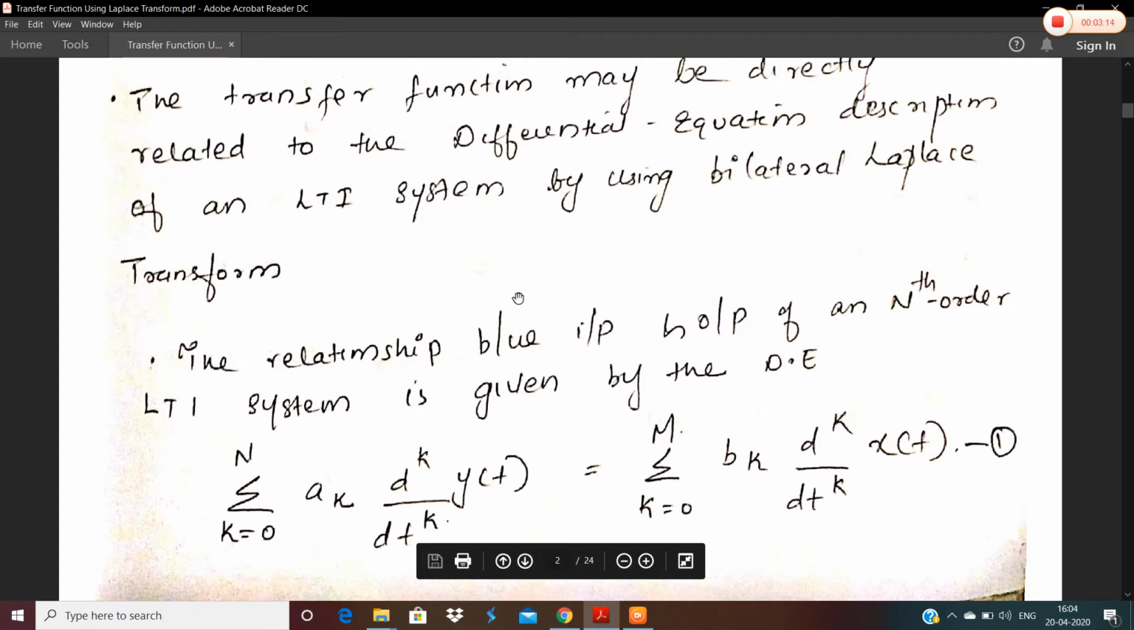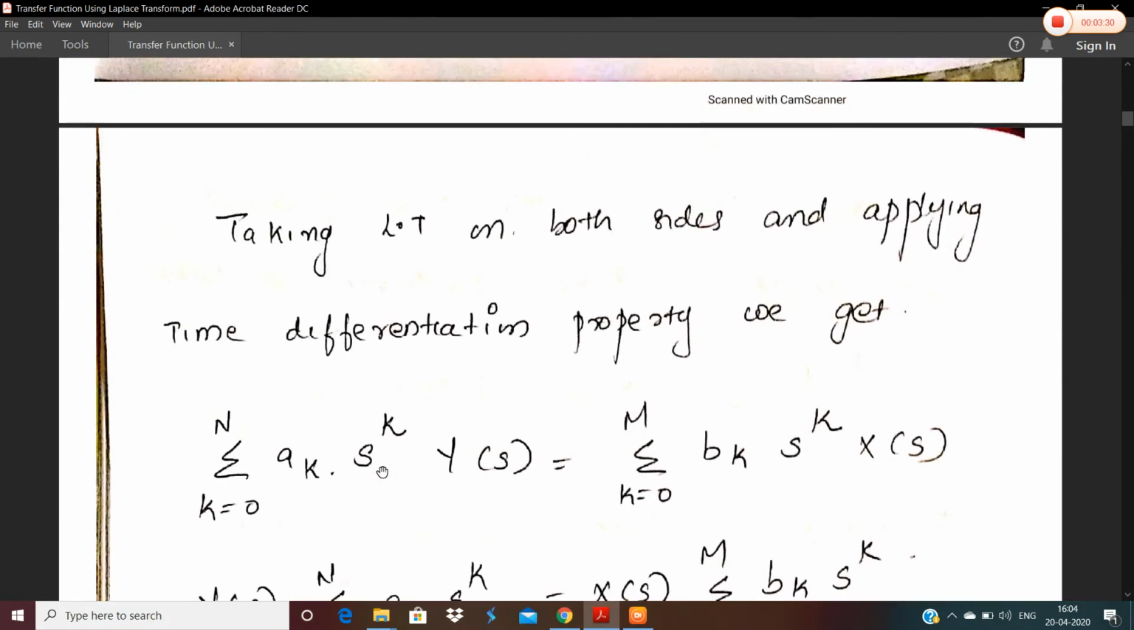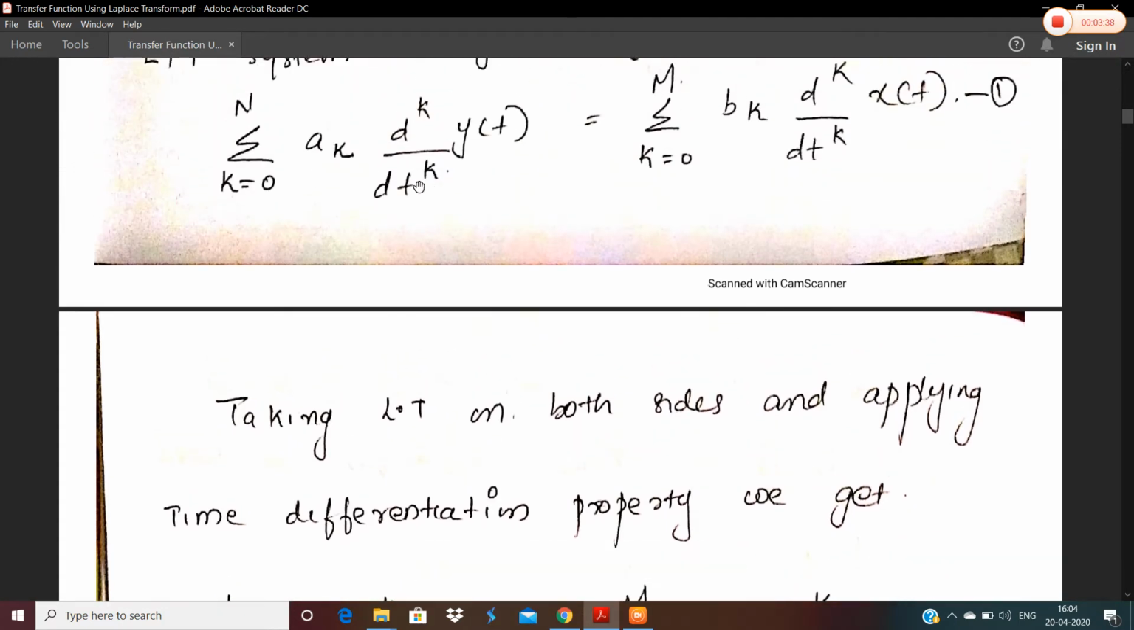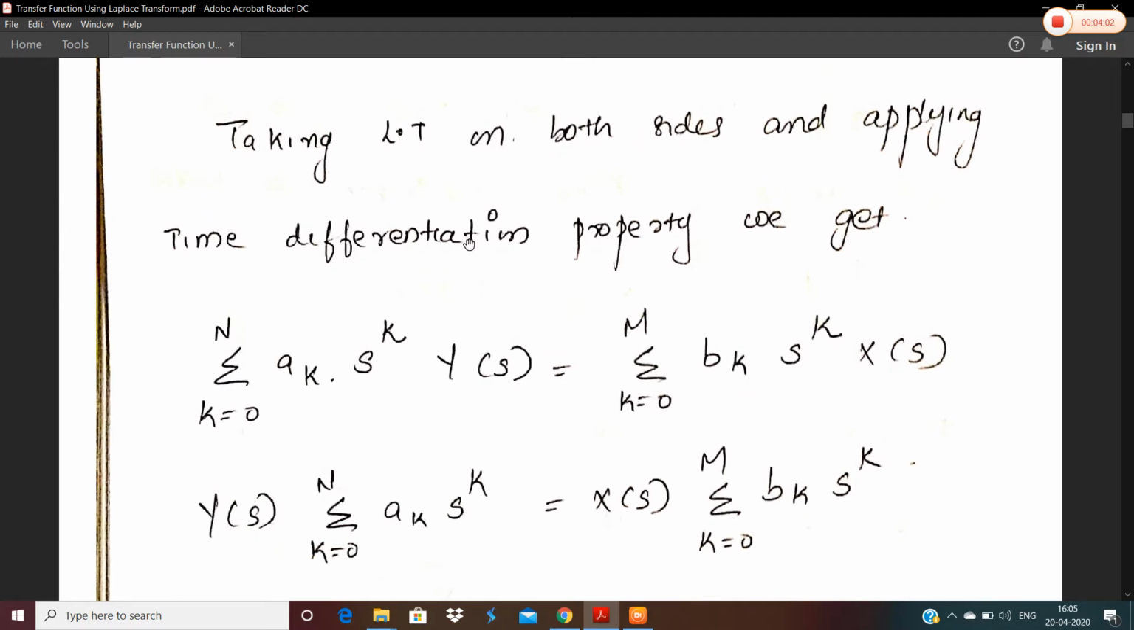Such an equation might be represented in terms of Laplace transform by taking the Laplace transform on both sides. That is, you can take the Laplace transform of both LHS as well as RHS, and then you can apply the differentiation property. On applying the differentiation property, d raised to k by dt raised to k is equivalent to s raised to k in the Laplace domain. That is, d raised to k by dt raised to k of y of t can be written as s raised to k into Y of s, and d raised to k by dt raised to k of x of t can be written as s raised to k into X of s. This a_k and this b_k will remain as such. So on taking the Laplace transform on both sides and applying the time differentiation property, we get sigma k equal to 0 to n a_k s raised to k Y of s is equal to sigma k equal to 0 to m b_k s raised to k into X of s.